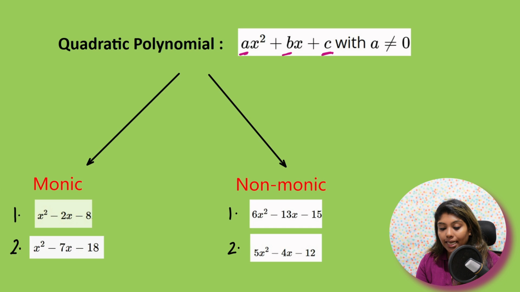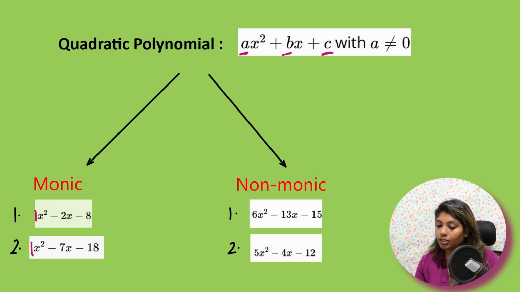Again, look at the examples of monic. You can see x squared minus 2x minus 8. Here the coefficient of x squared is 1, right? So that's a monic quadratic polynomial. Again, the second one, you can see x squared minus 7x minus 18. The coefficient of x squared is 1 again. So these types of polynomials are called monic quadratic polynomials.